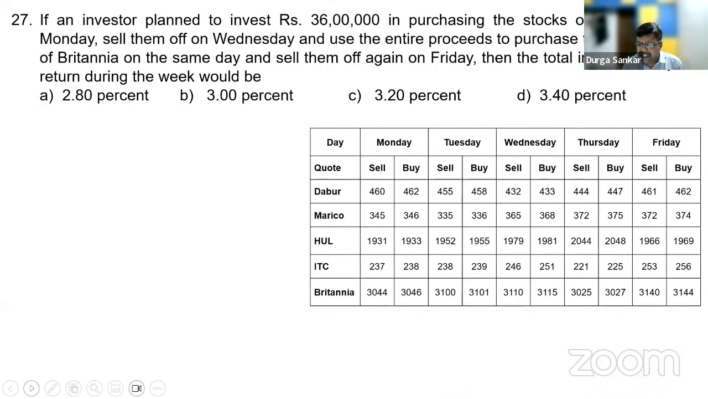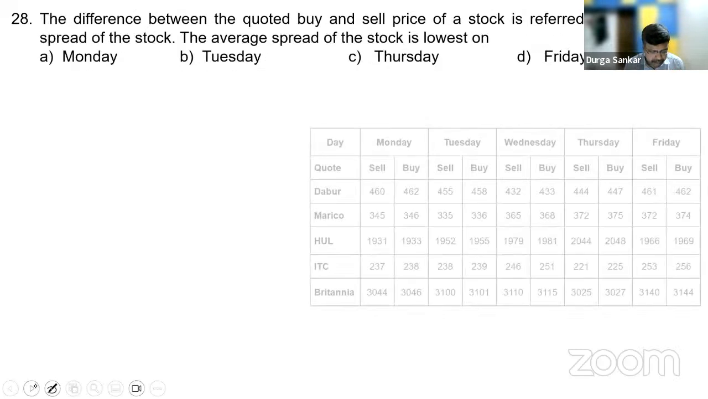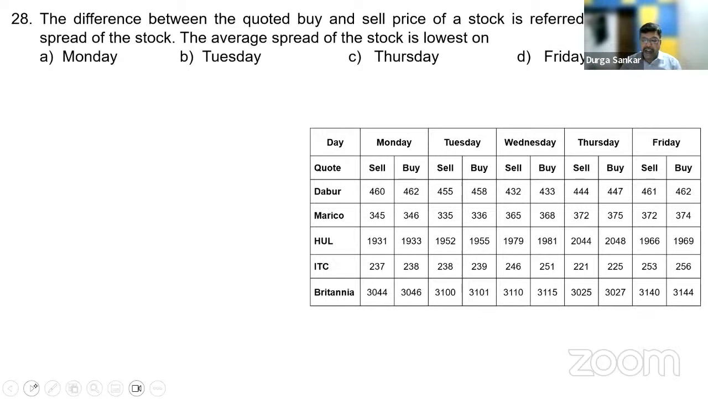Question number 27. This is definitely a type C. The difference between the quoted buy and sell price of a stock is referred to as spread of the stock. The average spread of the stock is lowest on. Yes, you can do the same, but even then, you're going to get the same. Because suppose if I look at 461, 372 upon 346. What did I do essentially? I have written it as 1 plus 26 by 346. And since this 1 is going to be common in everyone's case, 26 by 346.